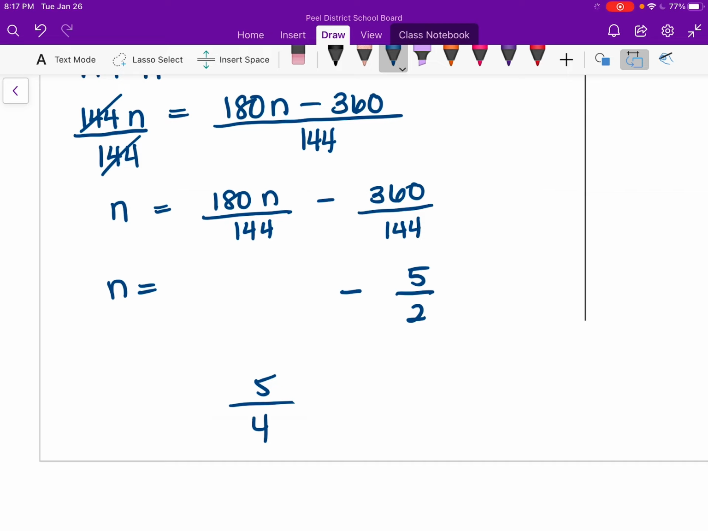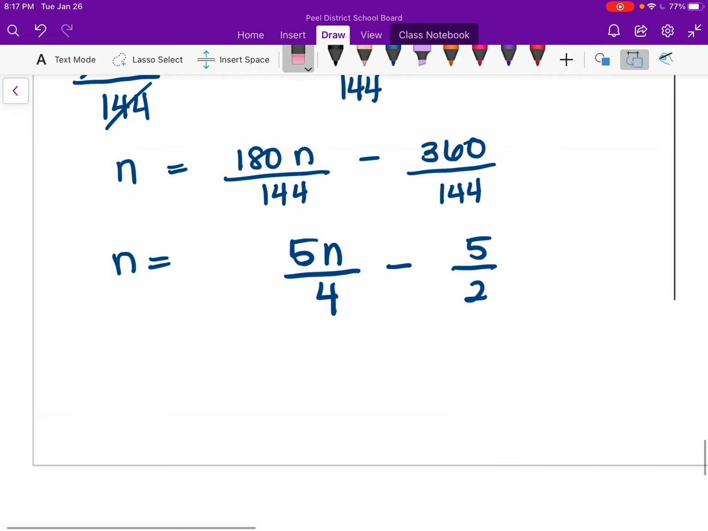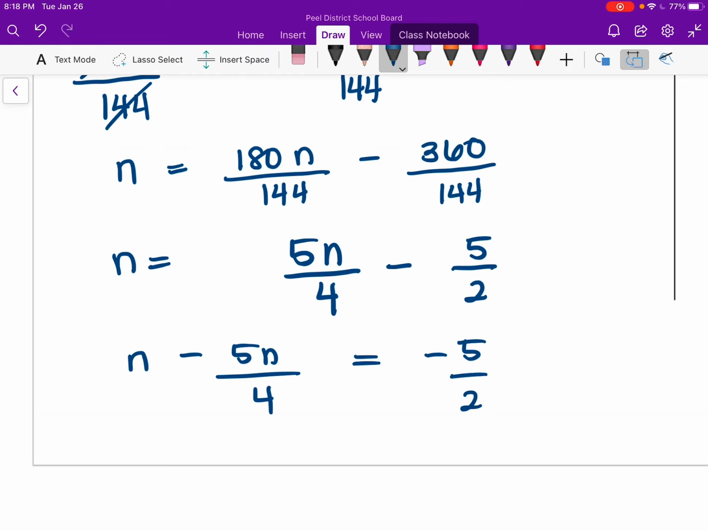Right, so I'm going to put this in: 5 over 4. And remember that it's still multiplied by n. So this is 5n over 4. If that's how you need to divide, that's okay. That's just how I do it. That's my process. So I'm going to move this 5n over 4 to the other side because I have an n over here. I want to move all the n's to the same side. So n minus 5n over 4 is equal to negative 5 over 2.